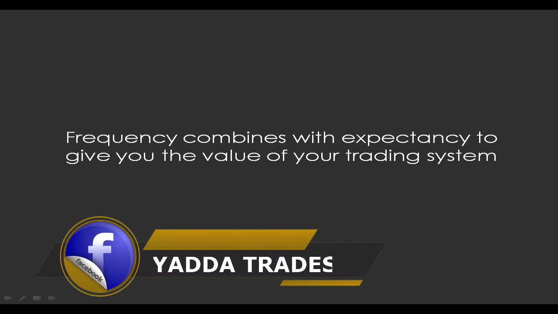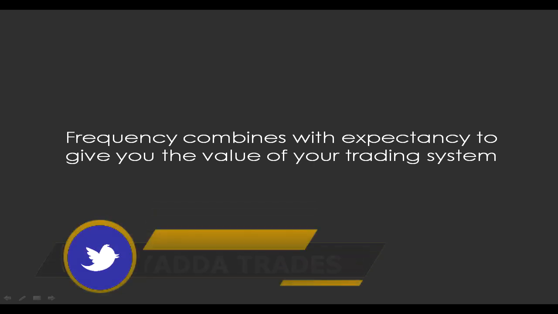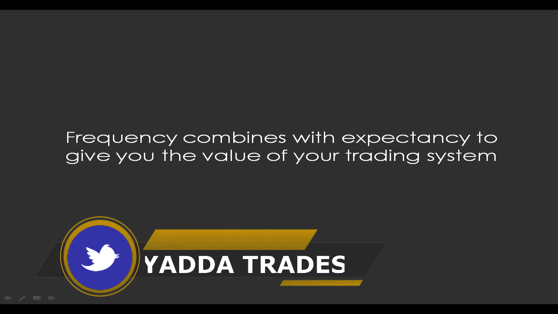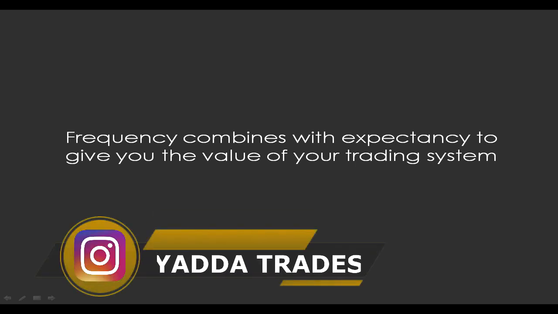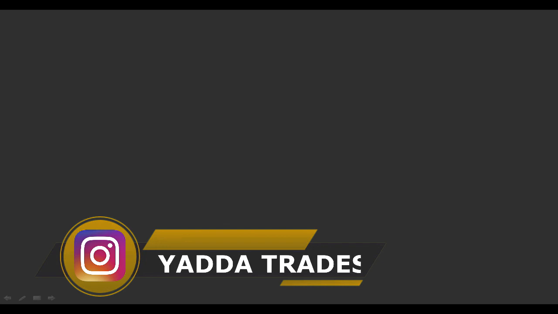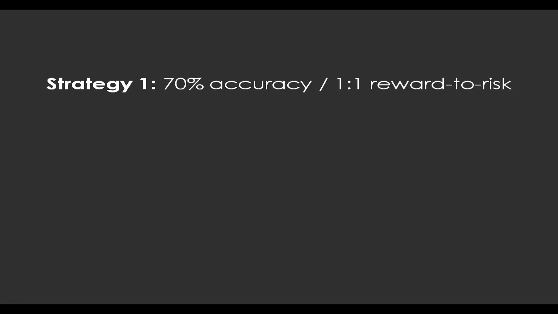All right? So we're going to compare 4 different trading systems or strategies, each with its own percentage winners and each with its own reward to risk. And we're going to see which is the best one. So let's take a look at that now. All right, first we have strategy 1. And strategy 1 is a strategy where we have 70% accuracy, i.e. our win rate, we win 70% of the time, and the losers and the winners are equal in size, right?